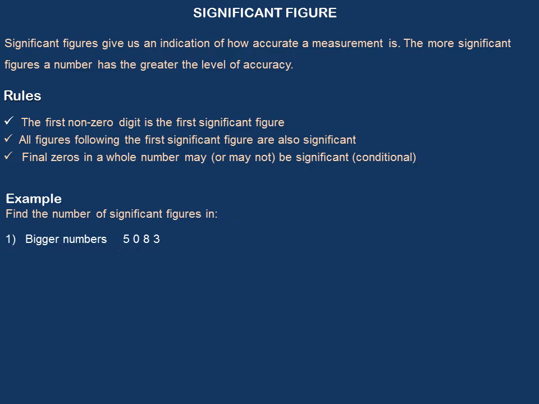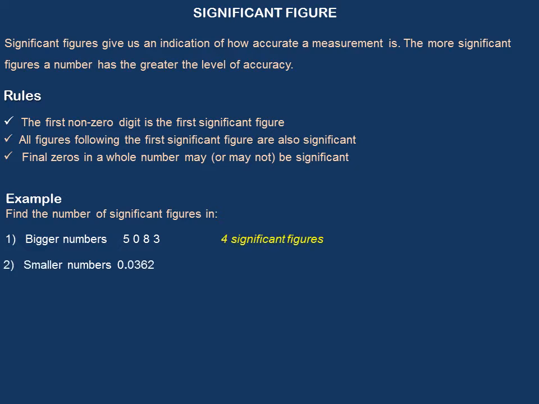Pick a number, 5083. In that we've got 5, which is non-zero, then followed by 0, 8 and 3. We actually have 4 significant figures, because there's 5, which is a non-zero, it starts with that, and the rest that follows are significant as well, and that meets our criteria.